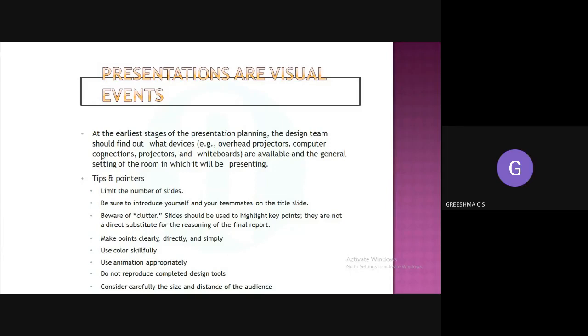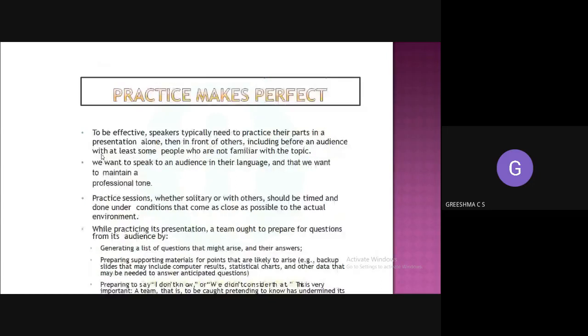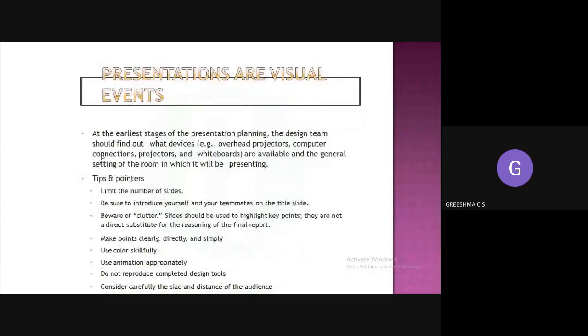Consider carefully the size and distance of the audience. That is, you have to consider how far the audience are sitting. It should not be audible only to the people sitting in the front. It should be audible to the people sitting at the back also. The people at the very back must be able to hear it. That's it. So those are some tips and pointers on how to present a presentation in the hall, or you can say in the room. We have certain points.